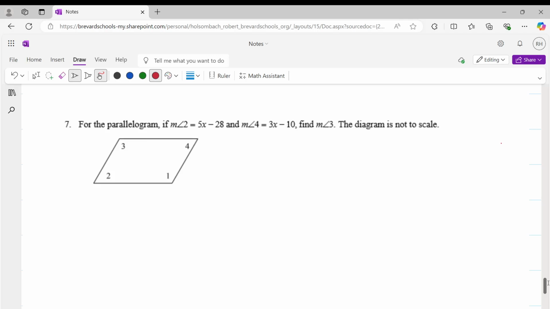Problem number 7. For the parallelogram, the measure of angle 2 is 5x minus 28. So angle 2 right here is 5x minus 28. The measure of angle 4 is 3x minus 10. So angle 4 here is 3x minus 10. Find the measure of angle 3. So we need this angle up here.